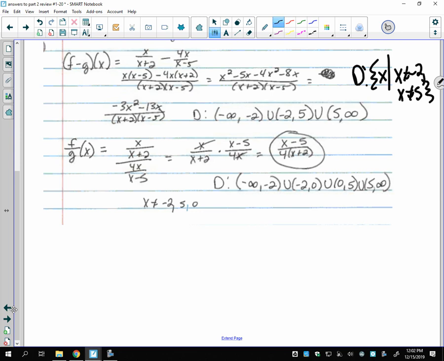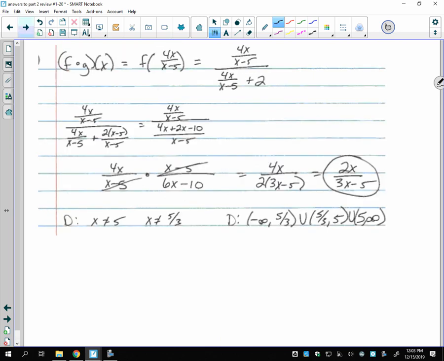Why is my domain different than the first one? Because when you're dividing, you have to include any new domain restrictions. And so we still can't have -2 and 5 from the original problems. But when we write it like this, we also can't have 0 because now we have 4x in our denominator, and 0 would be another excluded value. Okay? Okay. What about f of g?